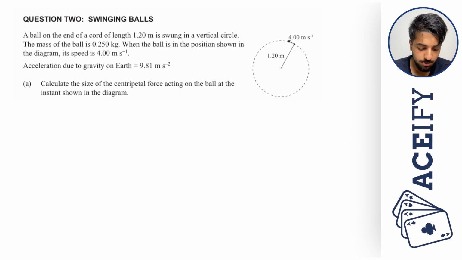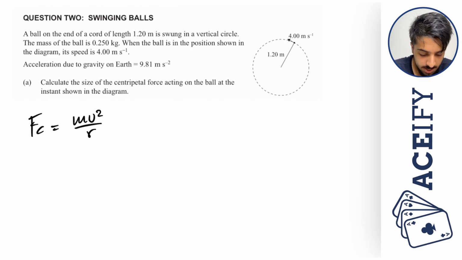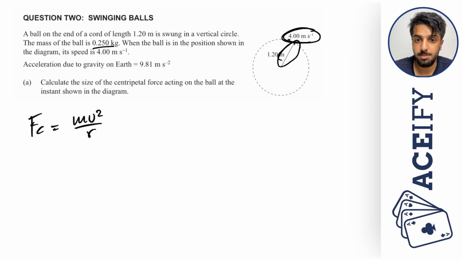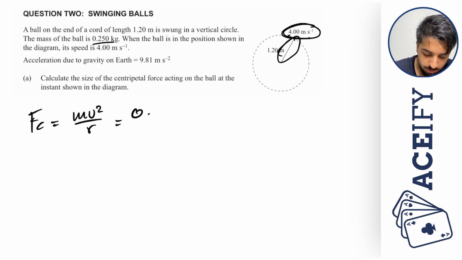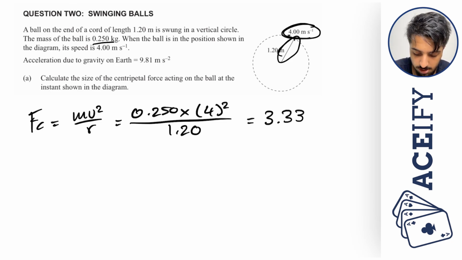Okay, question 2. Calculate the size of the centripetal force acting on the ball at the instant shown in the diagram. So we know that our Fc is equal to mv squared over r. Now we're given the mass of the ball as 0.25 kgs. We also know that the velocity of the ball is 4 meters per second up here, and the radius is given as 1.2 meters. And so we can just simply plug in those numbers. 0.25 for the mass of the ball, times its velocity squared, which is 4 squared, all over the radius, which is 1.2, and this gives us a centripetal force of 3.33 newtons.